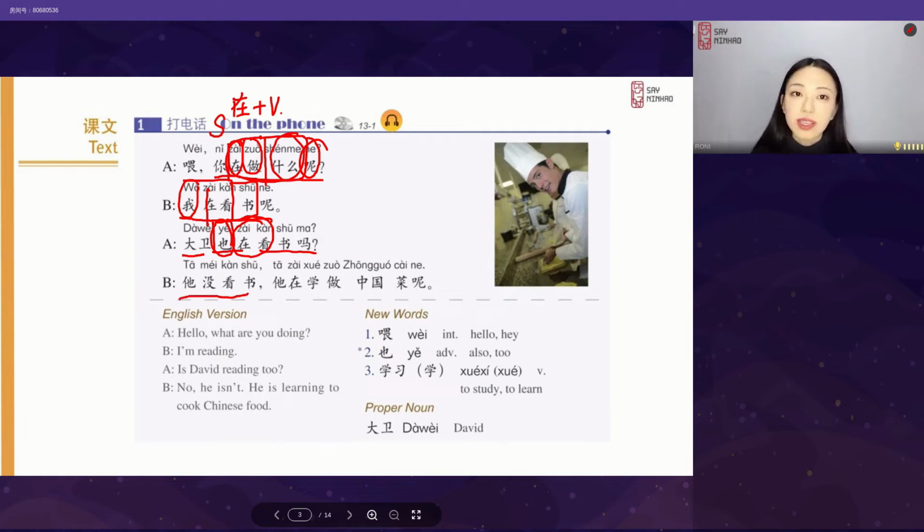他没看书, he is not reading. Okay, 没看, let's see, this is the negative form of a verb. 没 plus a verb, it means not doing something. 他在学做中国菜呢. Okay, let's see it. 他在学, he is learning now. Learning to do what? 做中国菜, okay? Learning to cook Chinese dish. 在 means the action is in progress. Learning to cook Chinese dish, 中国菜呢.